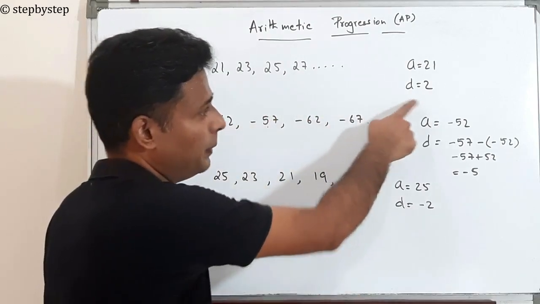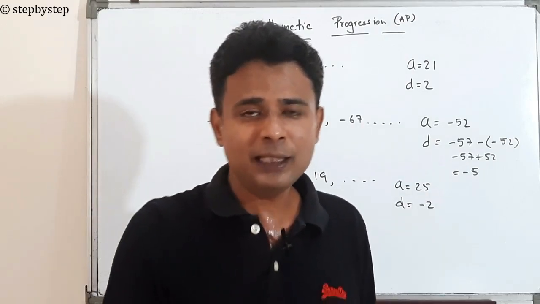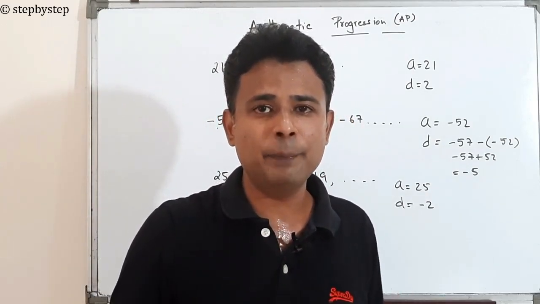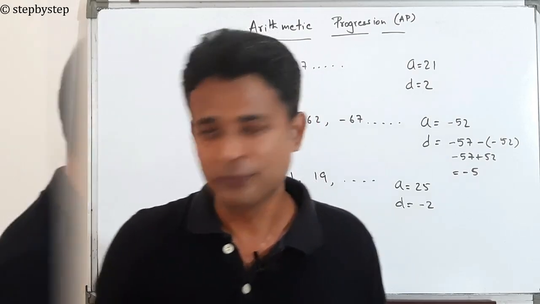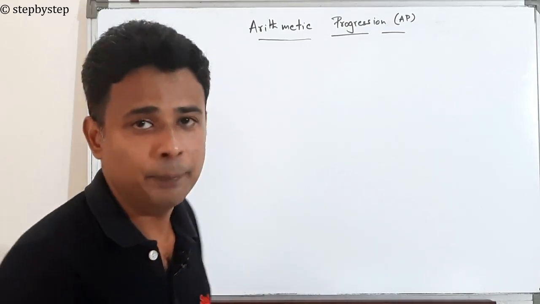Since this is an increasing AP, D is positive. So remember, for an increasing AP, D will be positive. For a decreasing AP, D will be negative. So now that brings us to the general form of an AP.